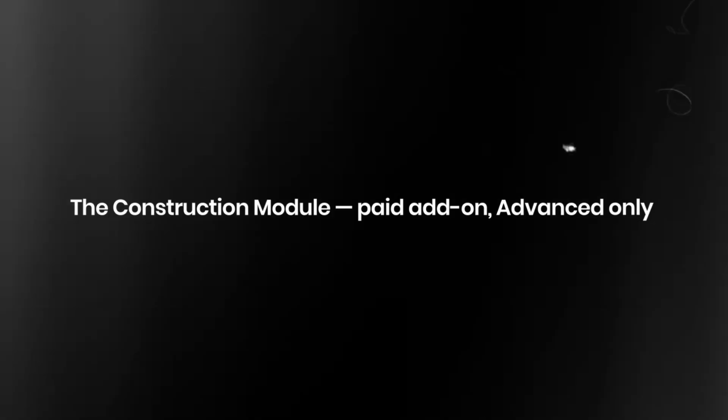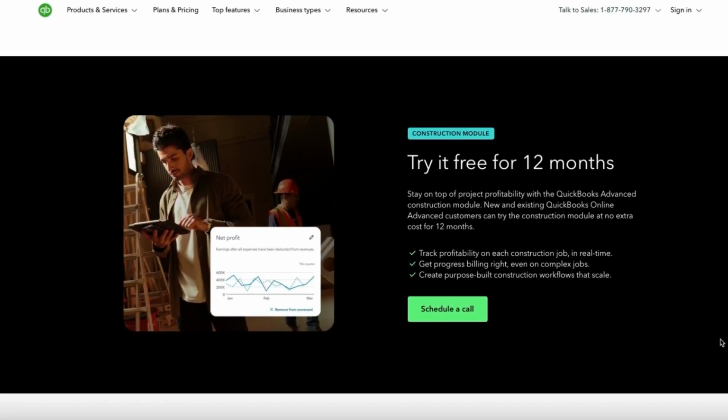The jump from Plus to Advanced is $160 a month. Whether that's worth it depends on your business, and I'll help you figure that out before the end of this video. The construction module, paid add-on, Advanced only, this is the new piece that Intuit launched in February this year, and the one most contractors have been asking me about. A few things to know right off the top. First, you cannot add this module if you're on Plus. It only works on Advanced.